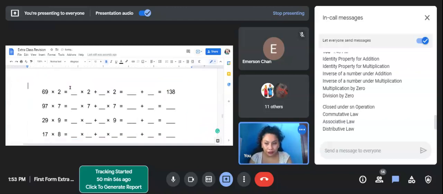Okay. So now this one, I would have 69 times 2. What will go in the first slot? What would come here? 60. Very good. What will go in the other one? 9. Very good.